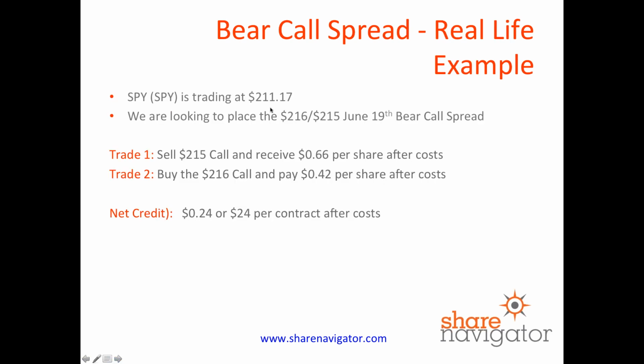So SPY is trading at $211.17 at the moment. We're actually looking to place the 215, 216, June 19th expiry bear call spread. So what's the first part of the trade? Well, we're selling the 215 call and we're going to receive 66 cents per share after costs. And the second part of the trade, we're going to buy the 216 call and pay 42 cents per share after costs. So our net credit to us is the difference between the two, which is 24 cents or $24 per contract.